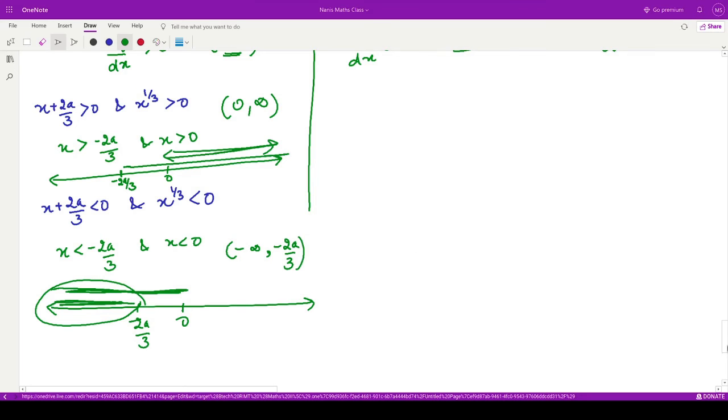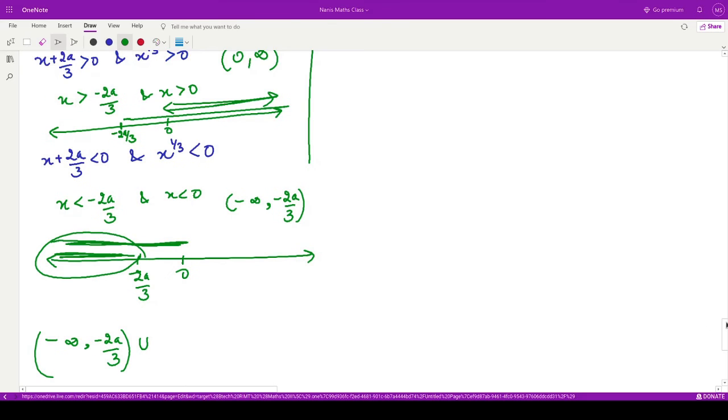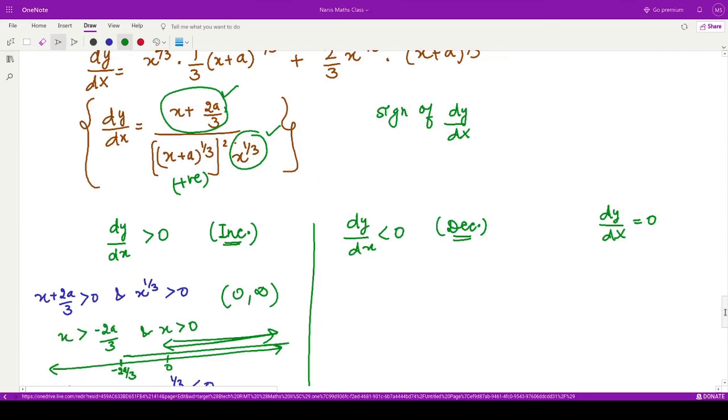So overall, our function is an increasing function in the interval minus infinity to minus 2a upon 3 union with this interval 0 to infinity. So here our function is an increasing function. So now let us see the second case.